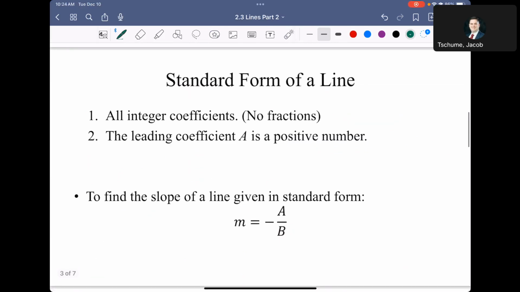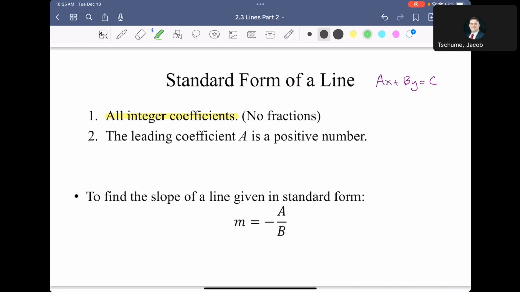Now, a little bit more about standard form, because that one doesn't really tell us anything. Remember, the standard form of a line is ax plus by equals c. Now, in this form, there are a couple of restrictions. The first one is all of your coefficients need to be integers. And so the easy way to think of that is there should not be any fractions in your standard form of a line. The a value, the b value, and the c value should all be whole numbers, either positive or negative, except for one, which leads me to part number 2.